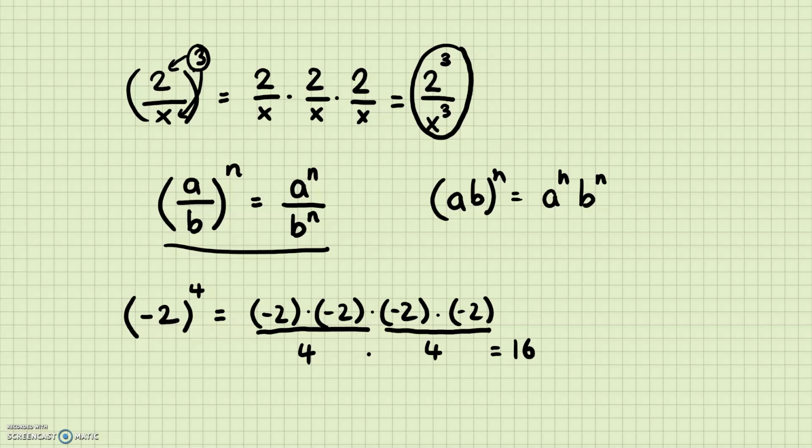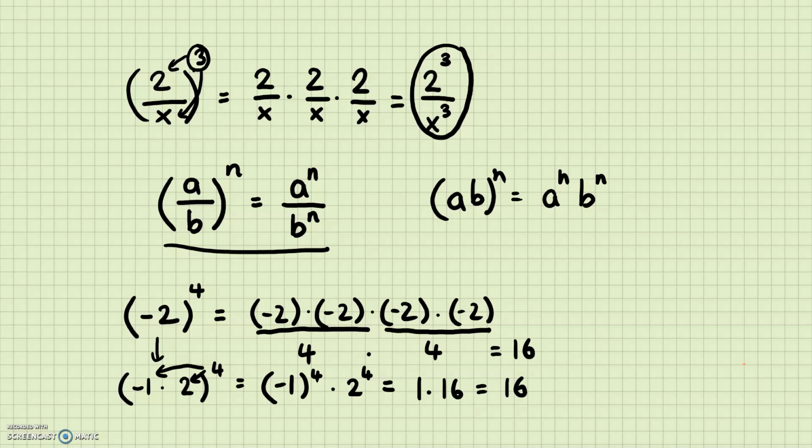We can do it this way, or we can think of this as the product of negative 1 and 2 that is being raised to the fourth power, and the power of 4 is being distributed to both the negative 1 and 2. So that is going to equal negative 1 to the 4th power times 2 to the 4th power. And of course, negative 1 to the 4th power is just going to equal 1 because 4 is an even number. And 2 to the 4th power is going to equal 16. So that is also going to give us 16.